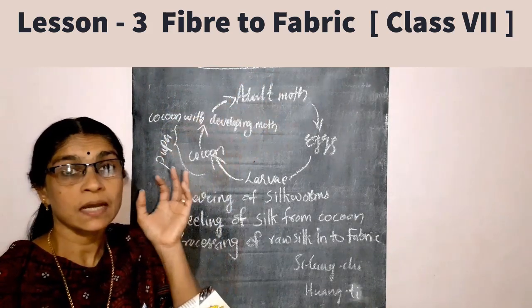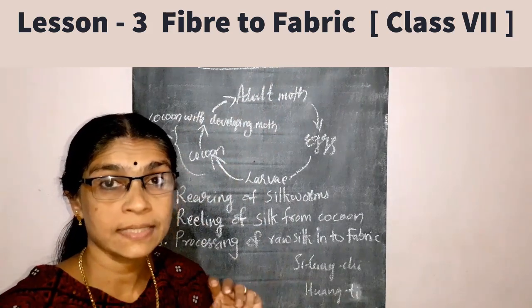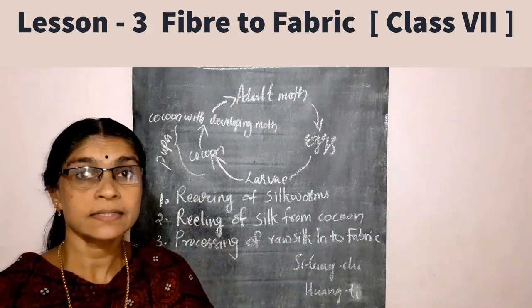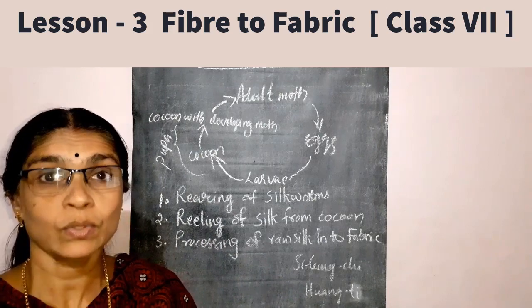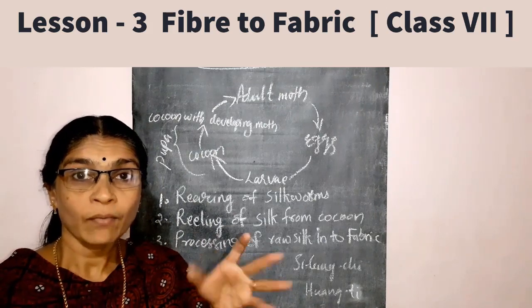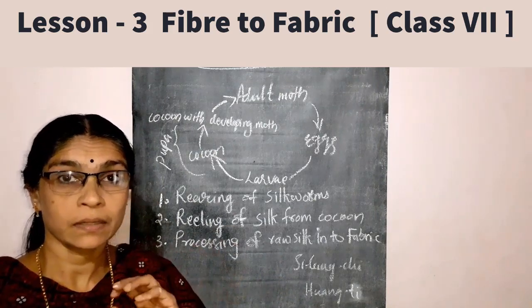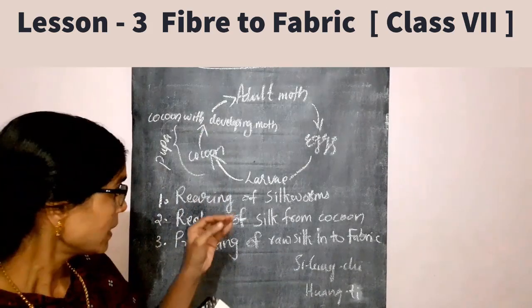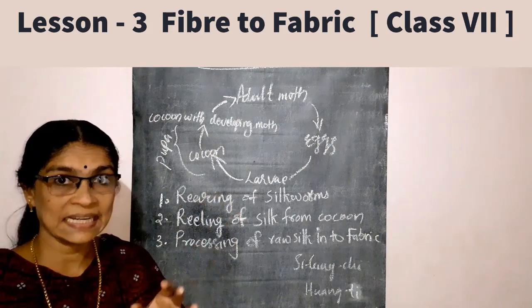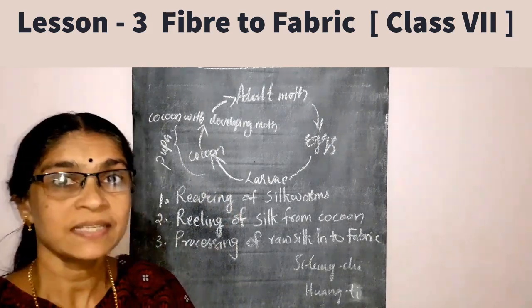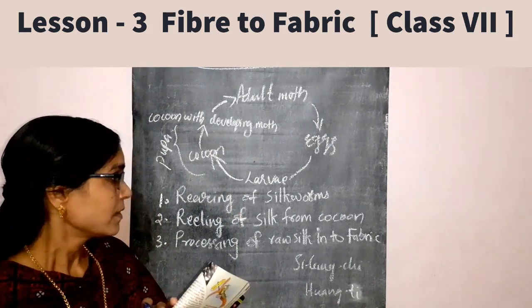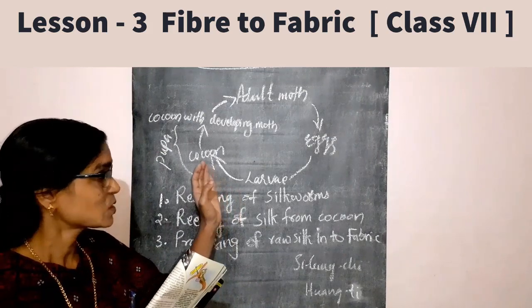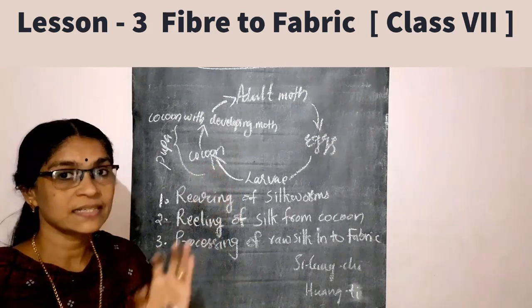Then female moths lay hundreds of eggs at a time. That eggs are collected on a strip of paper or cloth. Then provide them proper temperature for hatching the larvae. And after that, the larvae secrete silk fibers. That stage is known as cocoon. We are collecting the cocoon.